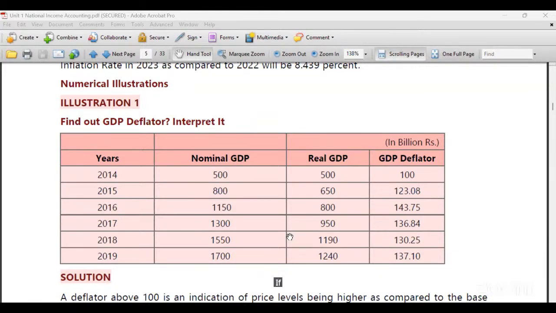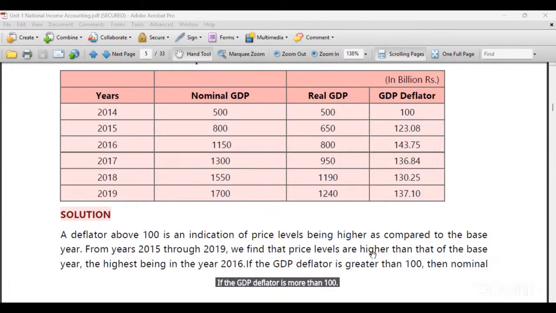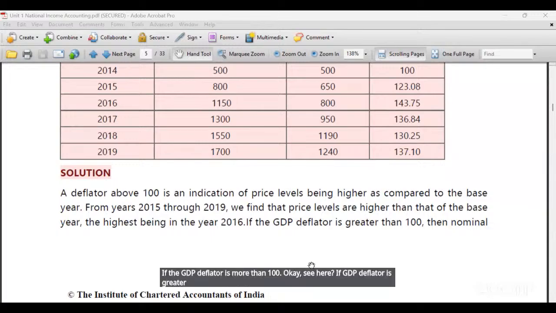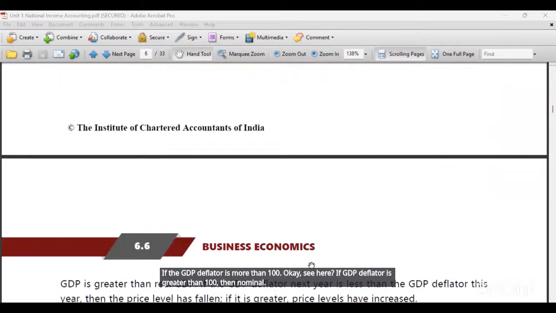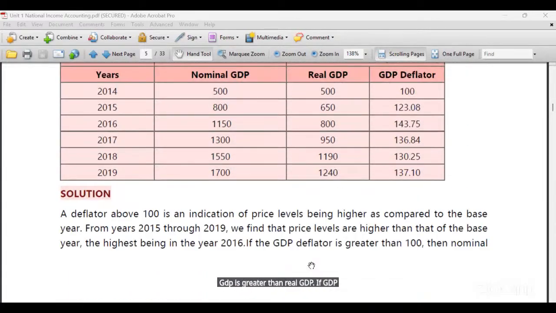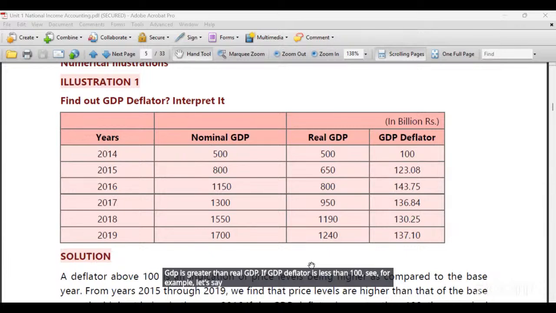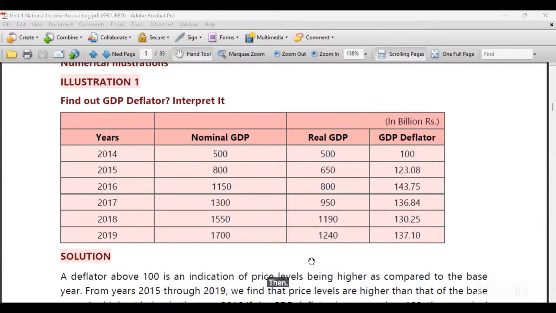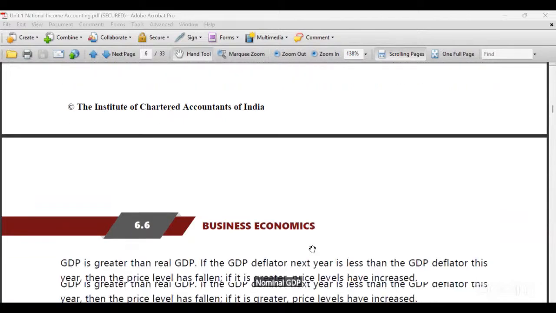Now I want you to interpret it. If the GDP deflator is greater than 100, then nominal GDP is greater than real GDP. If GDP deflator is less than 100, for example, let's say you got an answer of 93, then real GDP is more than nominal GDP. If GDP deflator is exactly 100, then there is no difference between nominal GDP and real GDP. Are you able to understand?